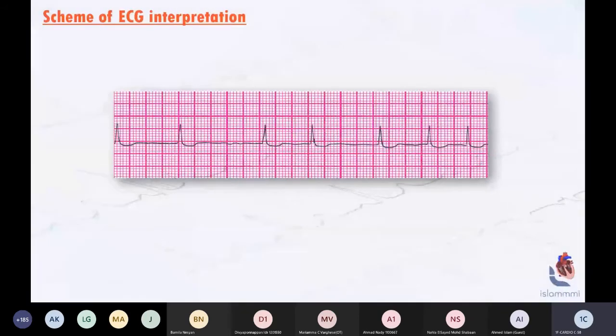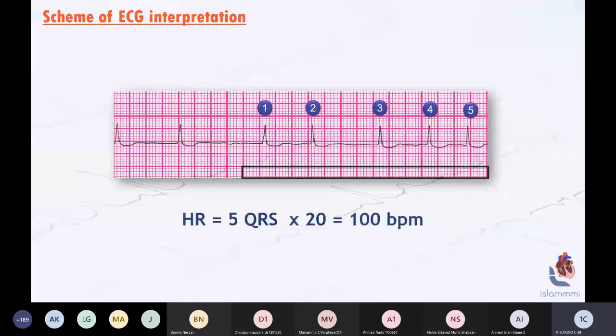Let's take this as an example. First of all, is this strip regular or irregular? Definitely it's not regular, it's irregular. So the first method to calculate the heart rate would not work here, and we have to use the other way. First of all, we have to locate 15 boxes, which represent only 3 seconds in the ECG. So we have 1, 2, 3, 4, and 5 QRS in these 3 seconds. So what about in 1 minute or 60 seconds? We multiply 5 by 20, so it's 100. This is the heart rate in this ECG strip.